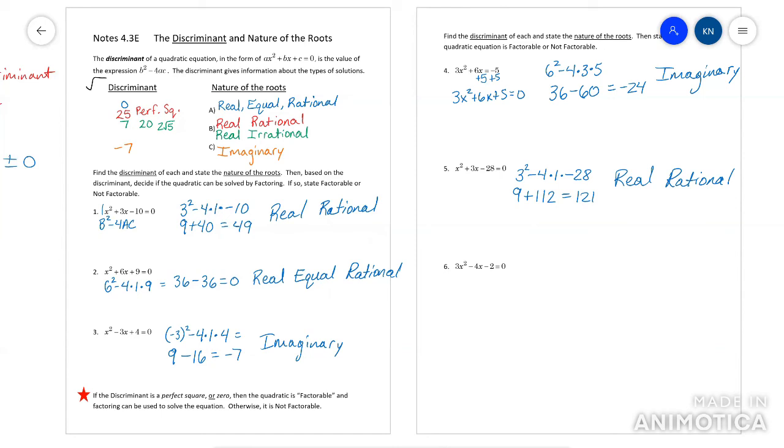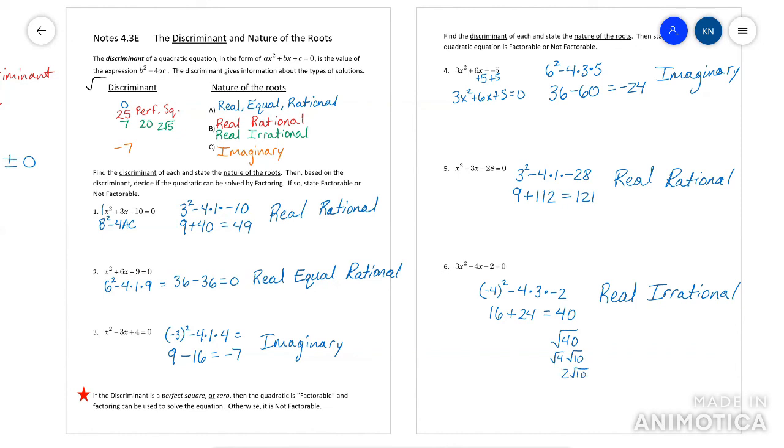Okay, and then this last one, the discriminant would be b squared minus 4 times a times c. So that's 16. -4 times 3 times -2 is plus 24. That's 40. Okay, it's a positive number, which means these are real, but it's not a perfect square. So that means these are going to be irrational. Because if you broke down root 40, that'd be root 4 times root 10, which is 2 root 10.